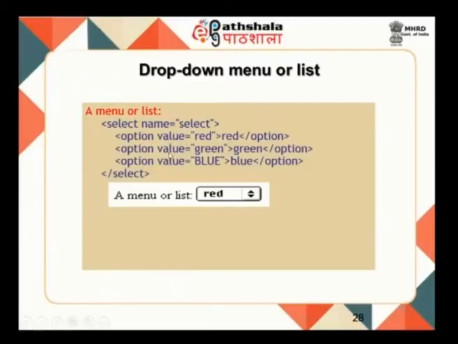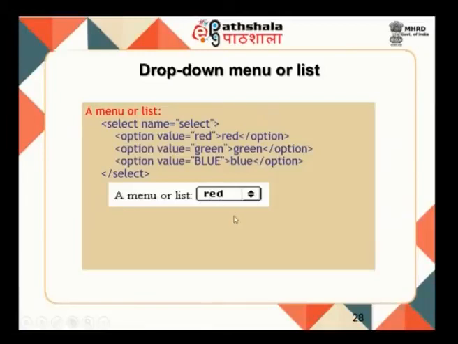This value would not be displayed on the web page. What is displayed is whatever you give within the options. So, red, green, blue is what appears here. These values are used by the script code. So, now you have created a list. By default, there would be only one value displayed here.